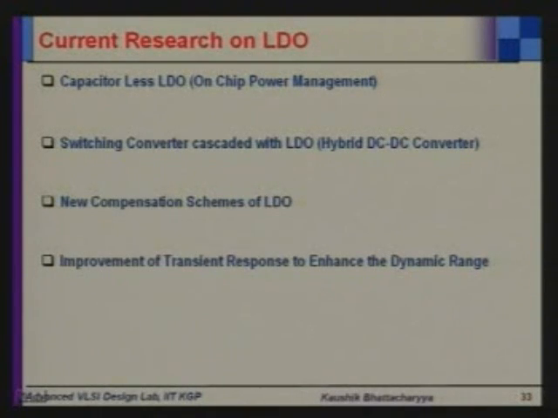These are the 4 topics. On these 4 topics the people are working. In Texas Tech University, AMU, the capacitorless LDO, they are working a lot, Jose Silva Martinez and Sanchez Sinencio.